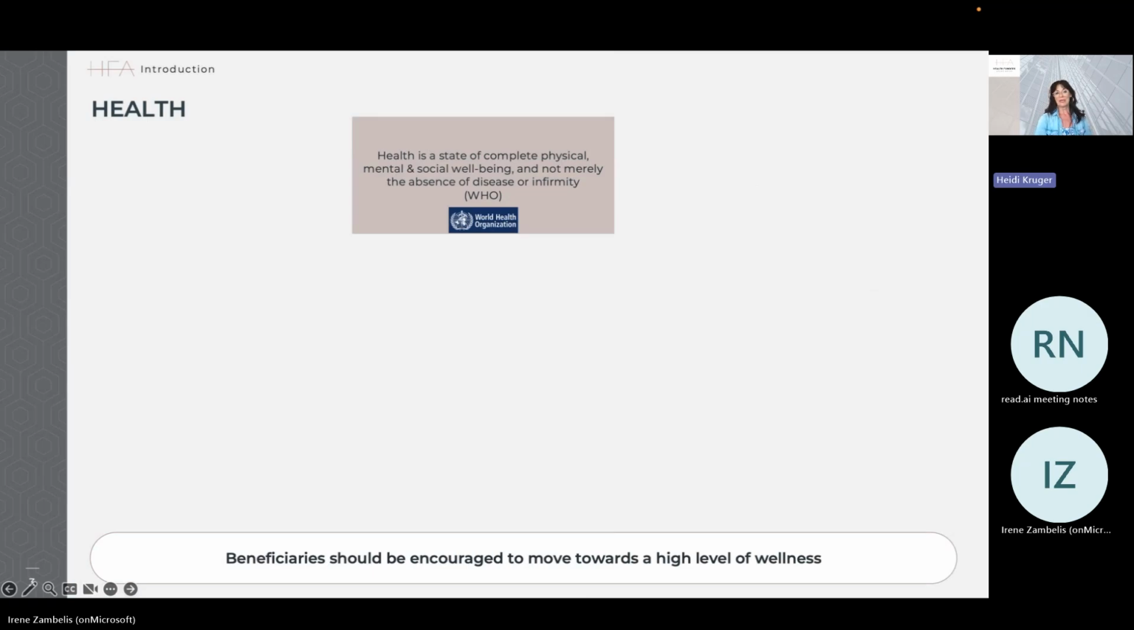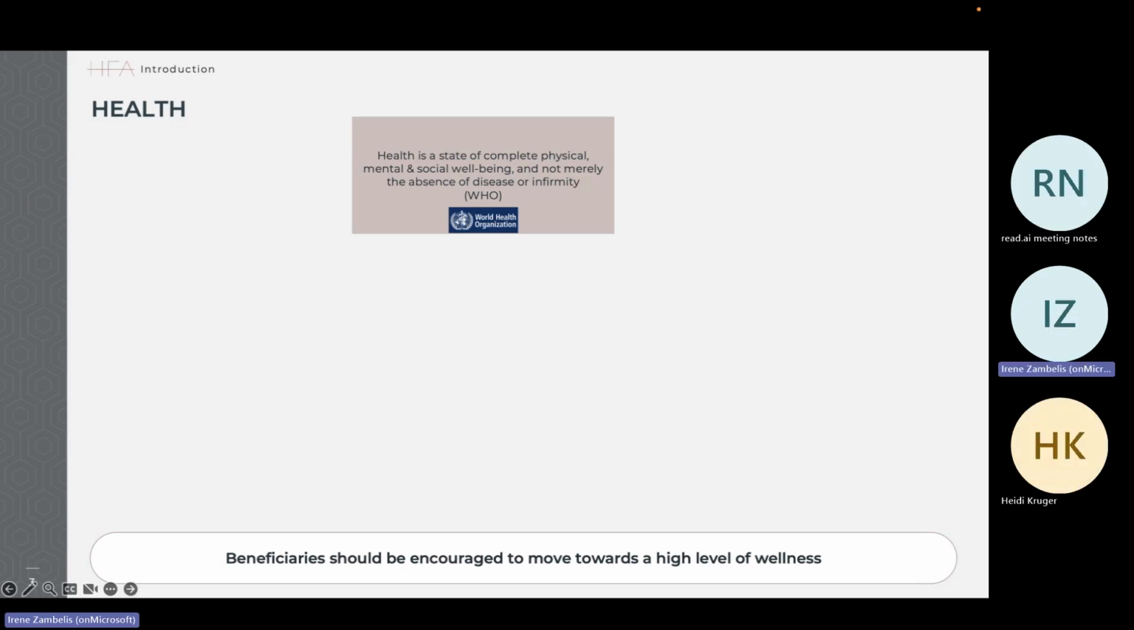Irene, take us through what health is in the context of the wellness continuum. Sure, Heidi. I think because managed care is about health risk management, understanding health is an important starting point. The World Health Organization defines health as a state of complete physical, mental, and social well-being, and it has to include all three of those components. And it's not just merely the absence of disease.